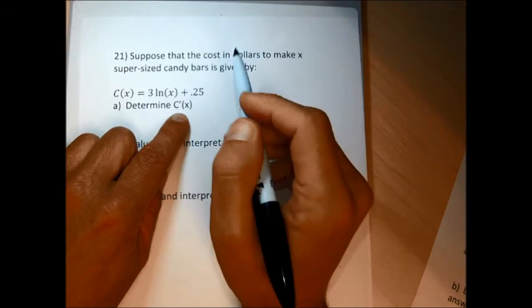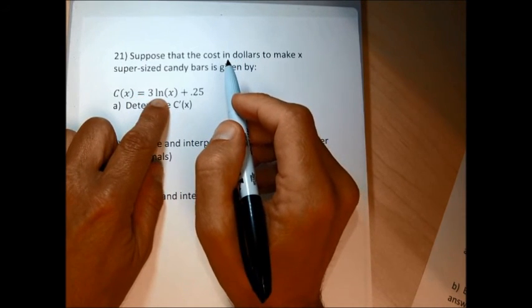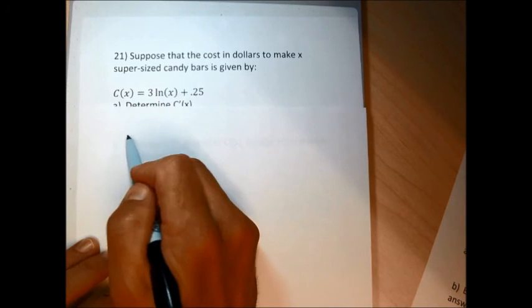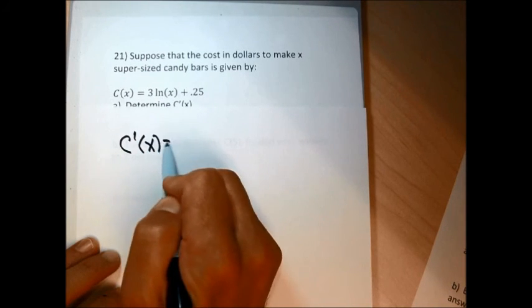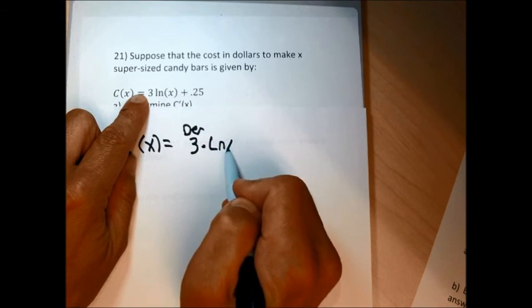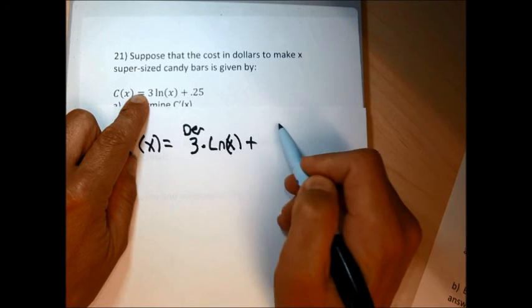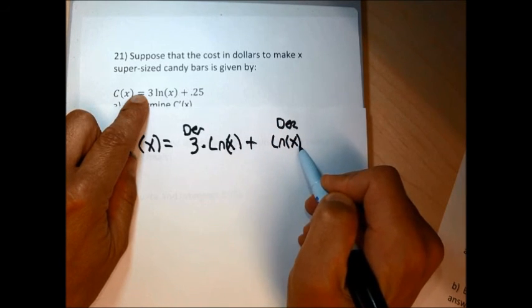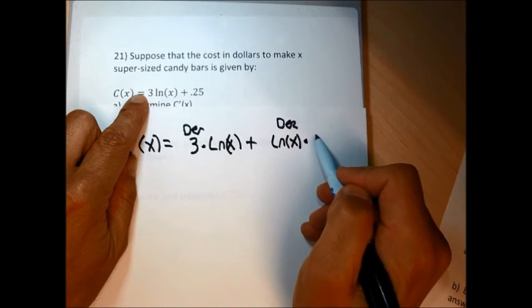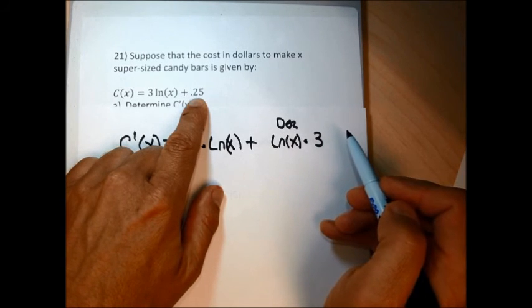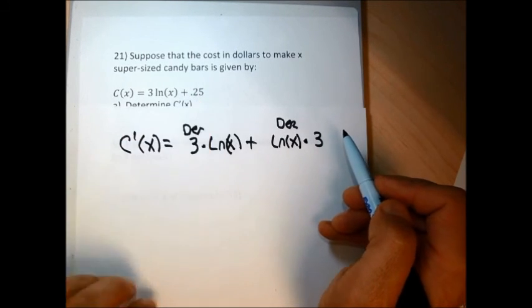So to do C prime, the derivative of 3 ln of x, I could use the product rule. I don't really have to use the product rule. So I'm going to do the derivative on a separate sheet of paper. So C prime of x is going to be the product rule, the derivative of 3 times the natural log of x plus the derivative of the natural log of x times the 3, and then plus the derivative of 0.25, because that's a constant, it has a derivative of 0, so I won't write that part.